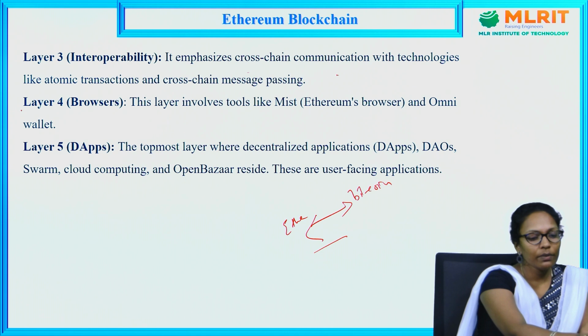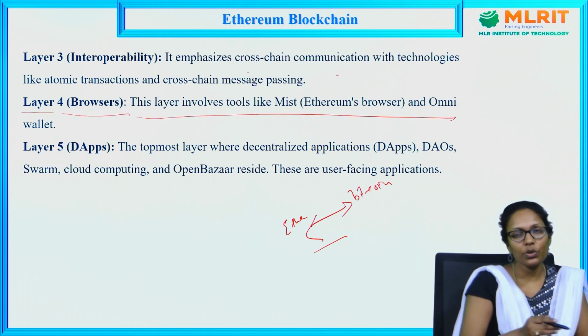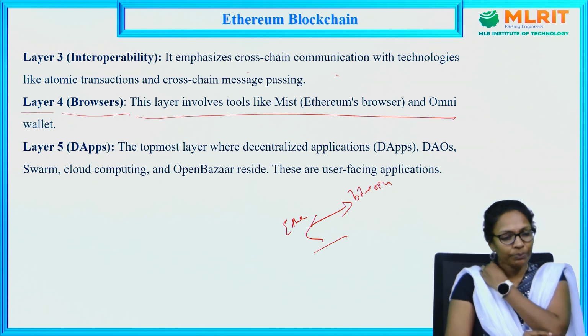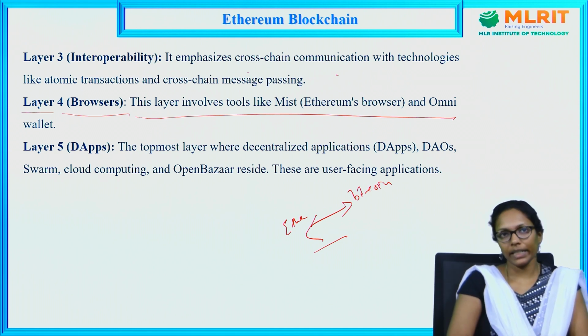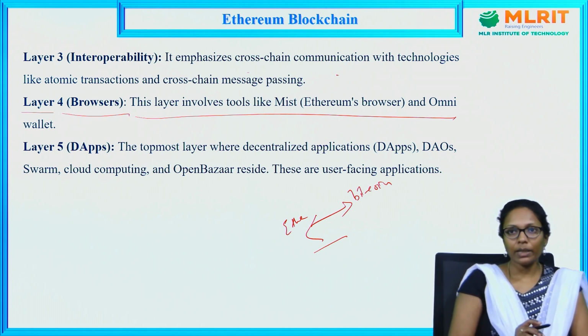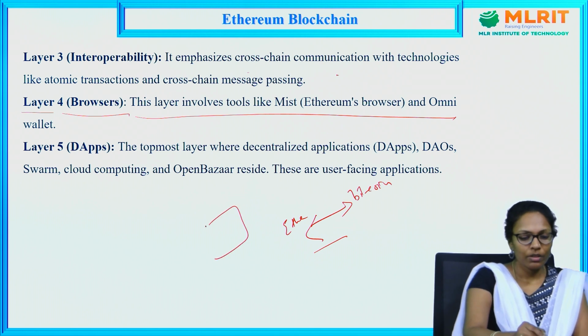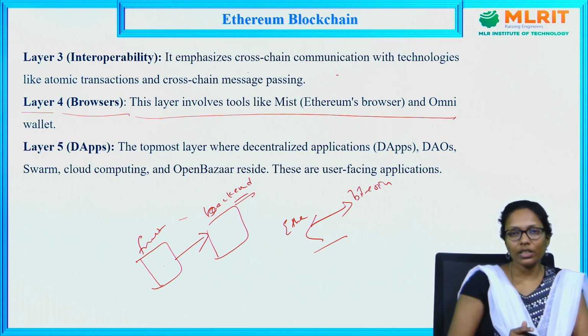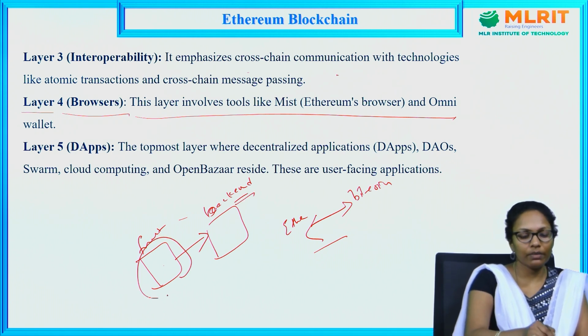And coming to the next layer, what are the different browsers you are using, like Omni Wallet, Mist? All these are the browsers which we are using in the Ethereum blockchain. We know that in the Ethereum blockchain, you're writing a smart contract. This smart contract acts like a backend. To operate this smart contract, we need a front end, the browser. To check whether the smart contract is really working or not, we need a front end for this. So for that, we are using some browsers here.